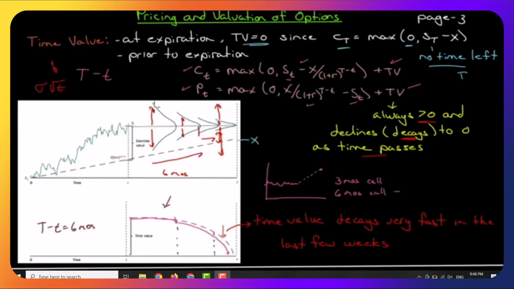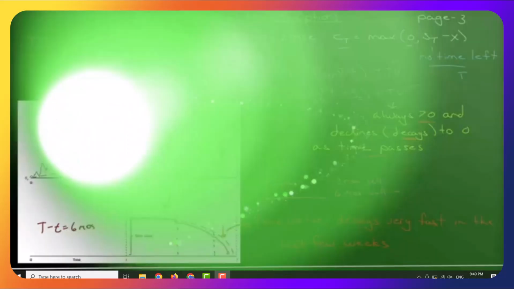Well, if you have a lot of time and you have a wide distribution, then you have a lot of possibility that this can increase even more because you own the upside. However, after a certain amount of dropping, it's zero. It doesn't keep hurting you on the way down. It eventually gets to zero. So you pay for that extra upside. So the more time there is, the more possibility there is to add more value to the option.